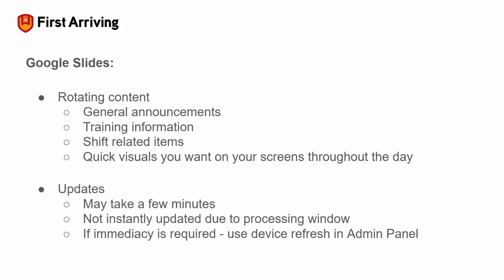Updates to the Google Slides may take a few minutes, or maybe even two, to appear on your dashboard because Google also caches published content on their end. So when you save a change to a slide, the published version doesn't update instantaneously. There's a brief processing window that you need to wait. If you need immediate updates, use the refresh device option in the admin panel that we spoke about before. If you're not familiar with that, go to the devices section and watch that video, and we'll walk through how to refresh your device.